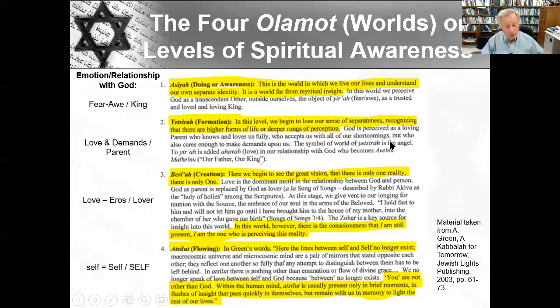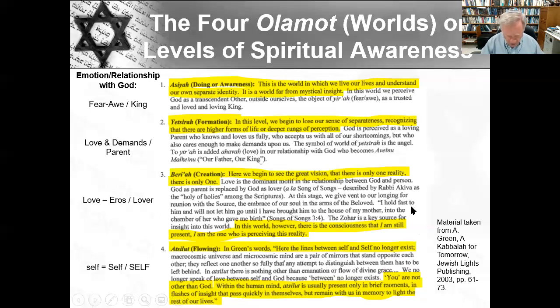God is both Avinu, our parent, literally our father, and Malkeinu, our ruler, our king. So the relationship is one of both love and demands. Parent, closer than a king. Bariah, creation. Here we begin to see the great vision that there is only one reality.